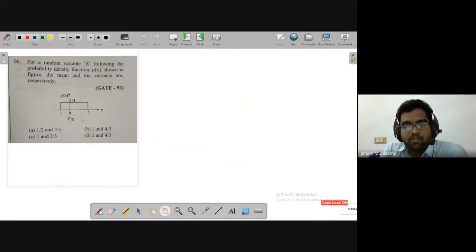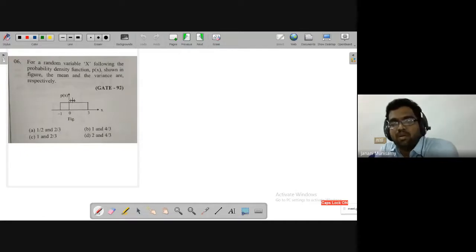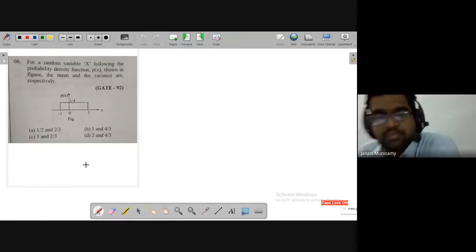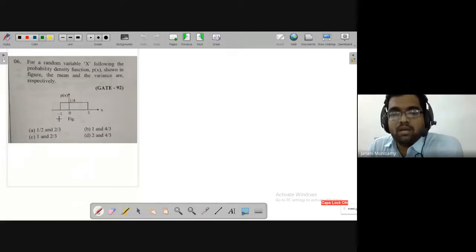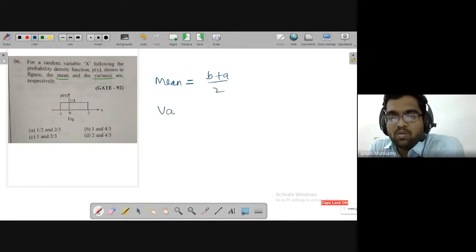For a random variable x having the following probability density function, the limit is going from -1 to +3, and then totally the range is 4, so definitely 1 by 4 will be on the y-axis. So now we have to calculate mean and variance. Already the standard formula is there. For uniform distribution, mean is (b plus a) by 2. Variance is (b minus a) whole square divided by 12.